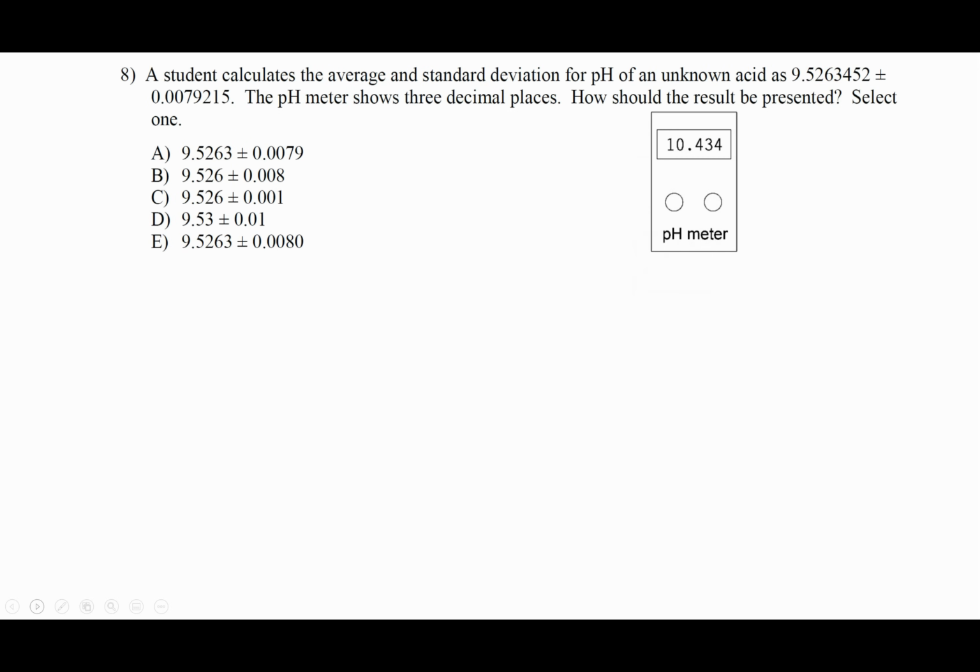Number 8, a student calculates the average and standard deviation for a pH meter as this. The pH meter shows 3 decimal places. How should the result be presented? Well, rule 1, the error can only be reported with 1 sig fig unless it begins with a 1 or 2. This is not the case. 0.00, and that 7 will round to an 8.